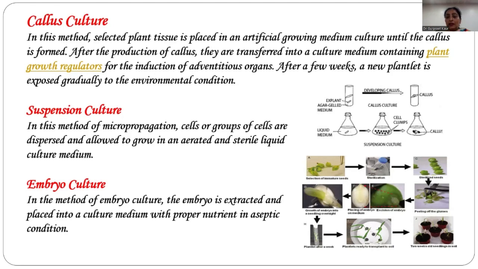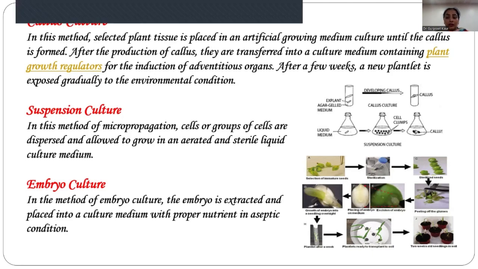That is, they are transferred into a culture medium containing plant growth regulators for the induction of adventitious organs. After a few weeks, the new plantlet is exposed gradually to the environmental conditions. My dear friends, the new plant exposed gradually to the environmental conditions means that it is to be acclimatized. This means from the test tubes, first of all, they will be grown in pots containing quartz sand, then in the soil, then in the crop fields.